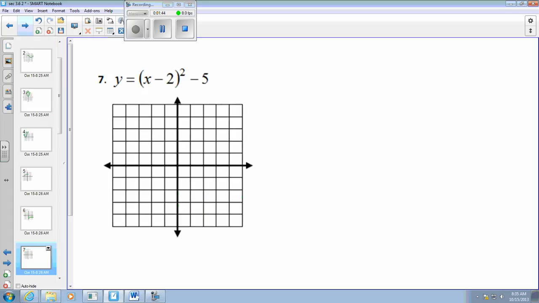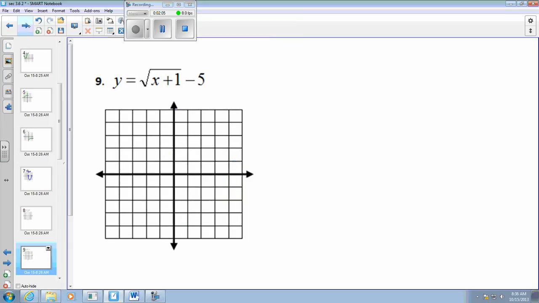Number 7, we have a parabola. Its vertex will be at the opposite of this, so the vertex is at 2, negative 5, so over 2, 1, 2, 3, 4, 5, there's our vertex, and our graph is going to look kind of like that.